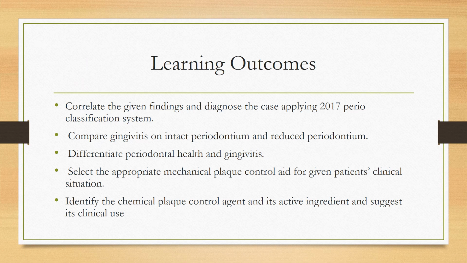Learning outcomes are: correlate the given findings and diagnose a case applying the 2017 periodontal classification system; compare gingivitis on intact periodontium and reduced periodontium; differentiate periodontal health and gingivitis; select the appropriate mechanical plaque control aid for a given patient's clinical situation; and identify the chemical plaque control agent and its active ingredient and suggest its clinical use.